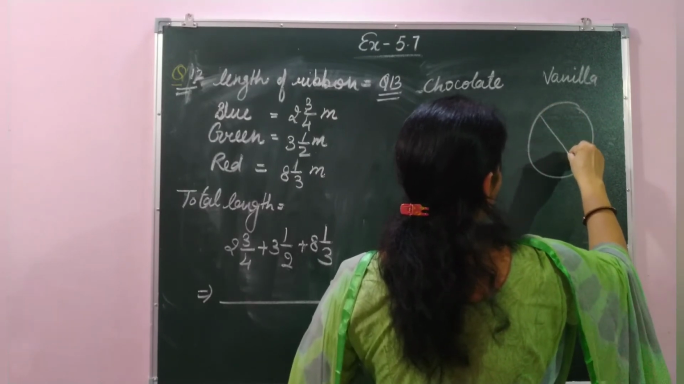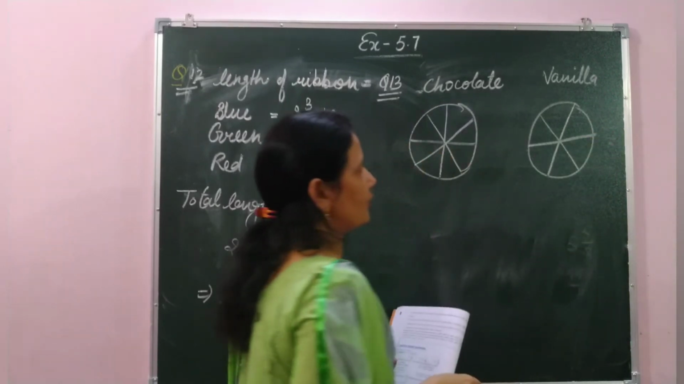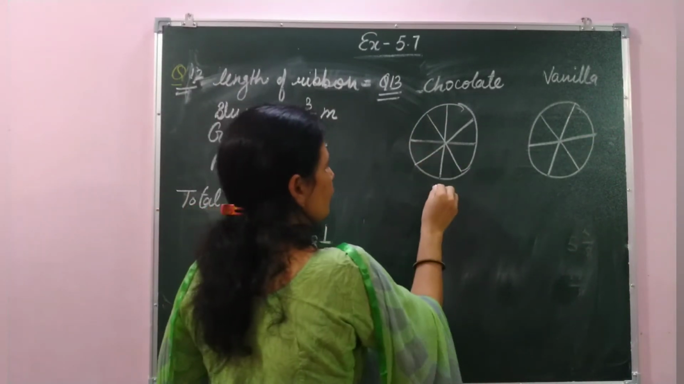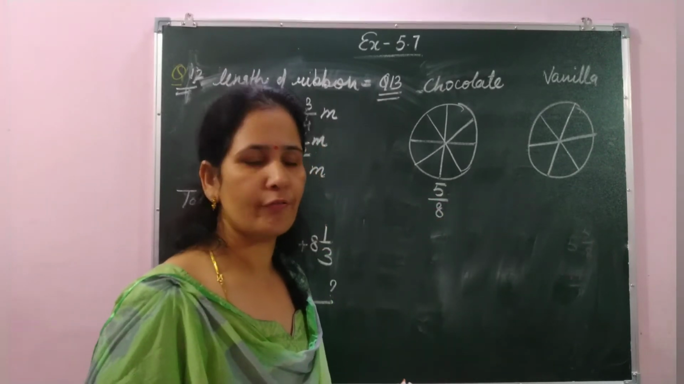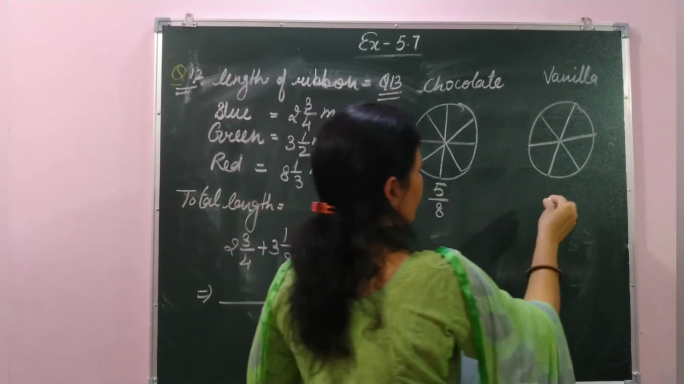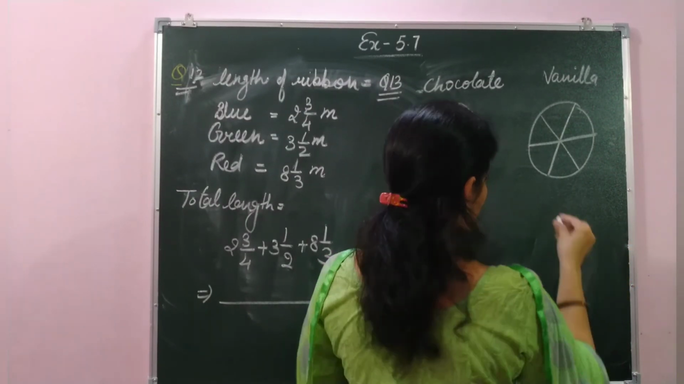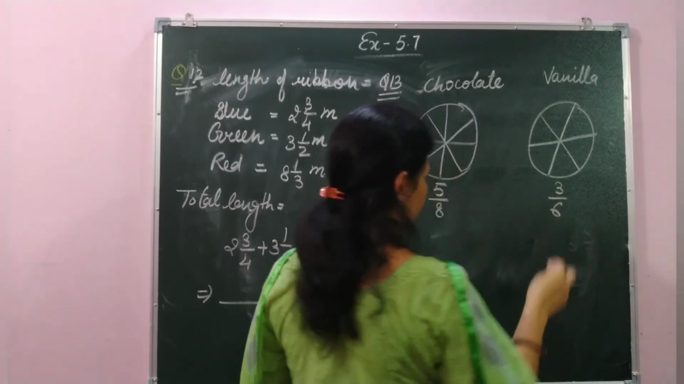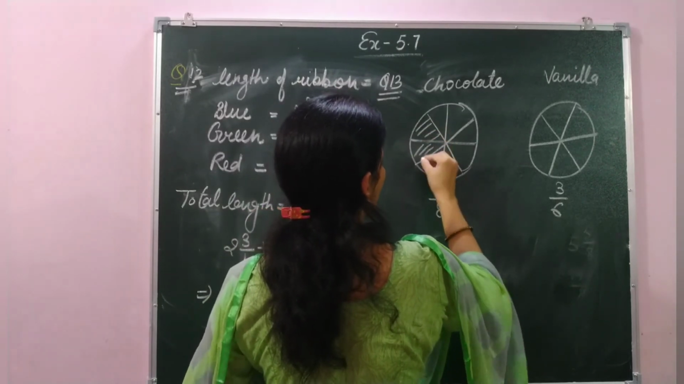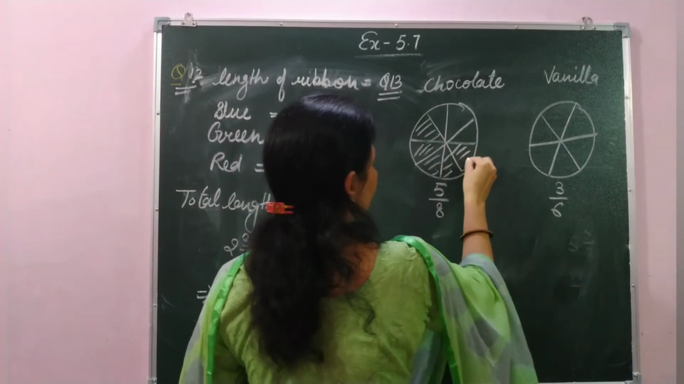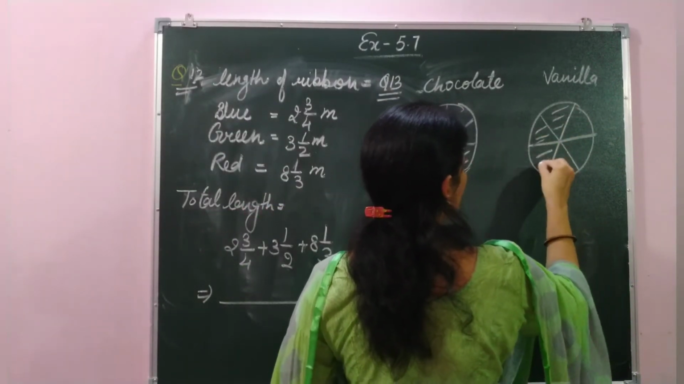So 1 2 3 4 5 6. And out of this they used 5 by 8. Okay, they used 5 by 8, and from vanilla they used 3 by 6, because 3 pieces they have used. Okay students, I repeat again. In this they have used 5 parts of this chocolate cake, and 3 parts of this vanilla cake.